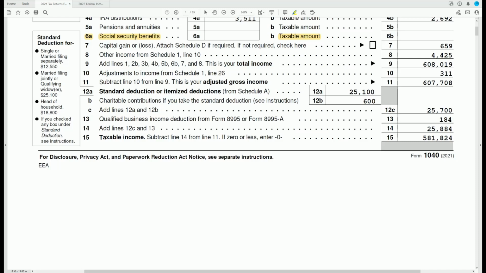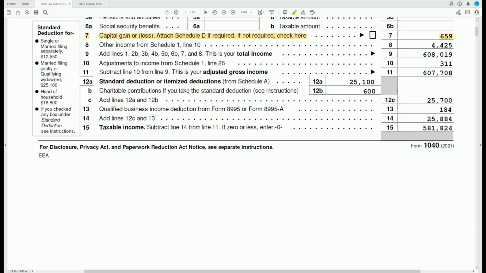Line 7 reports net realized capital gain or loss, including capital gain distributions from mutual funds within taxable brokerage accounts. Schedule D may also be attached with more information. Up to $3,000 of net capital loss is available to offset ordinary income, so you may see negative $3,000 in this line, with the remaining carried forward to offset future capital gains. Form 8949 will also show the detailed trading activity for more information.